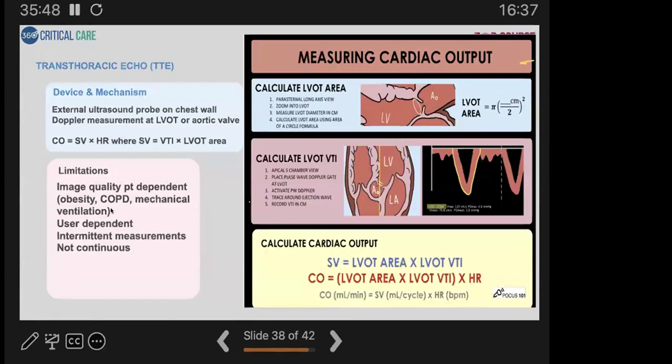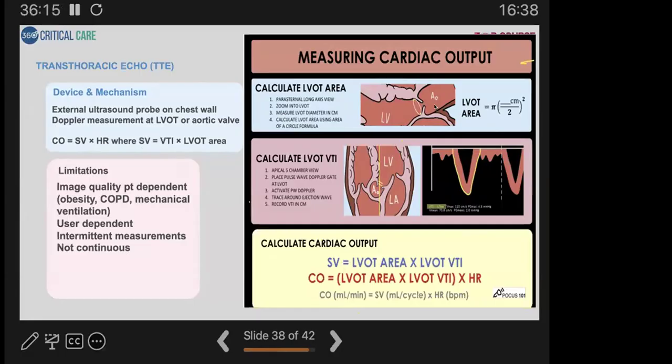So the next non-invasive method is the transthoracic echo, which could definitely be asked in the Viva, because it is bedside and all we have to do is calculate a few values and you can get the cardiac output. Here you are using a formula: cardiac output is equal to stroke volume into heart rate, where stroke volume is equal to velocity time integral into LVOT area. So how are we going to calculate the LVOT area?